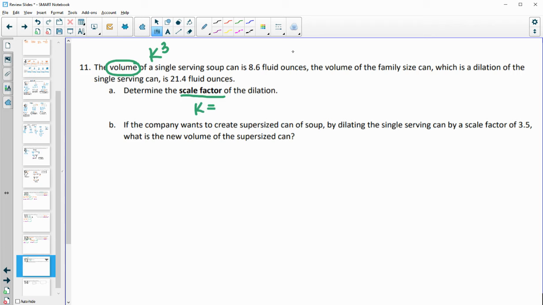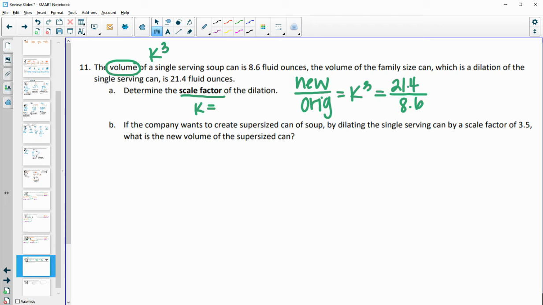So then we've got the original. Remember, when you compare this, you want to do the new measurement divided by the original. And when we do this, we're going to be getting K cubed. So new divided by original, and since we're looking at volume, it's going to be K cubed. So the dilated volume is 21.4. The original volume is 8.6.